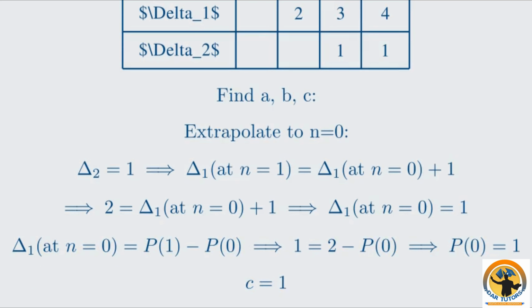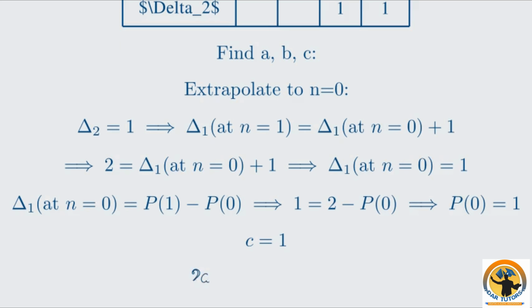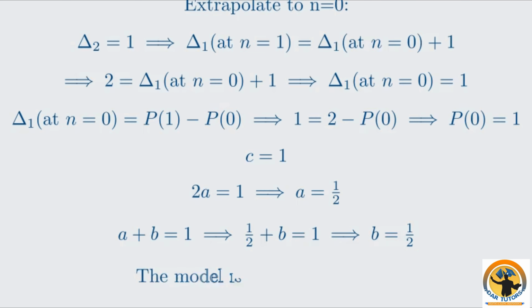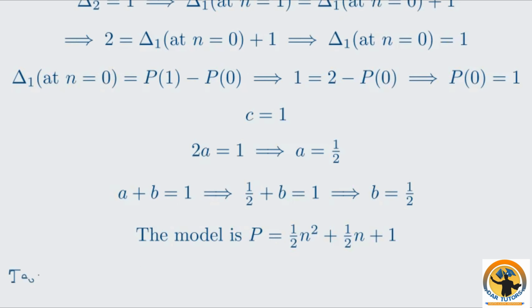Now we use our standard formulas. 2a equals the second difference, 1, so a is 1/2. And a plus b equals the first difference, which is 1. So 1/2 plus b equals 1, which means b is 1/2. The equation is p equals 1/2 n squared plus 1/2 n plus 1.